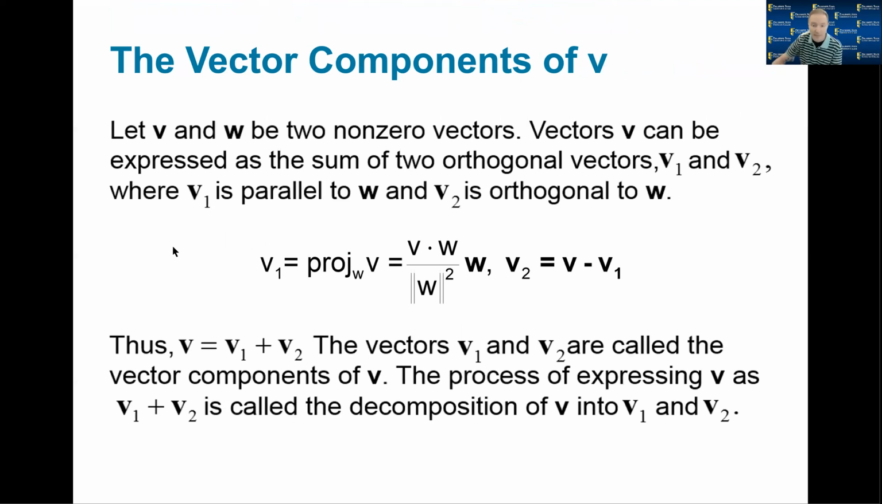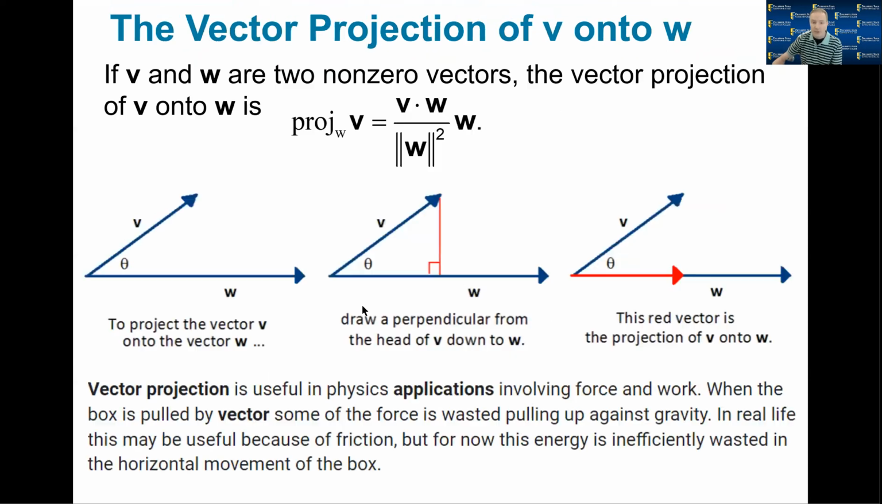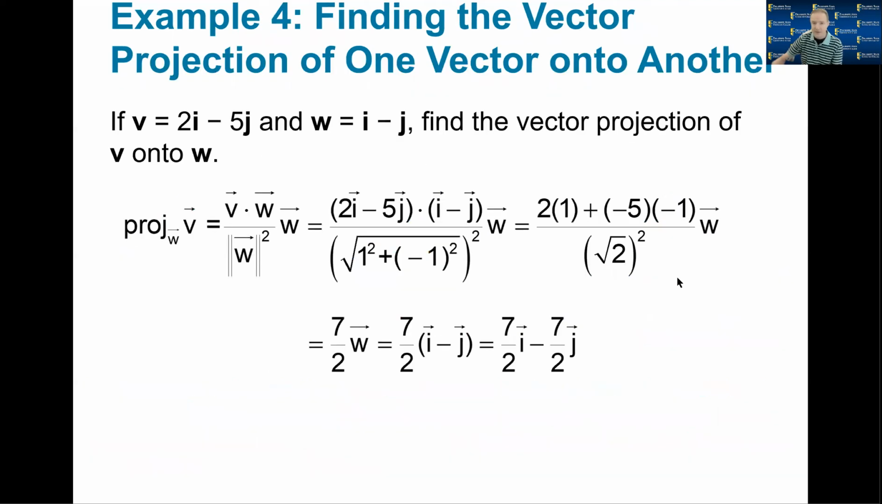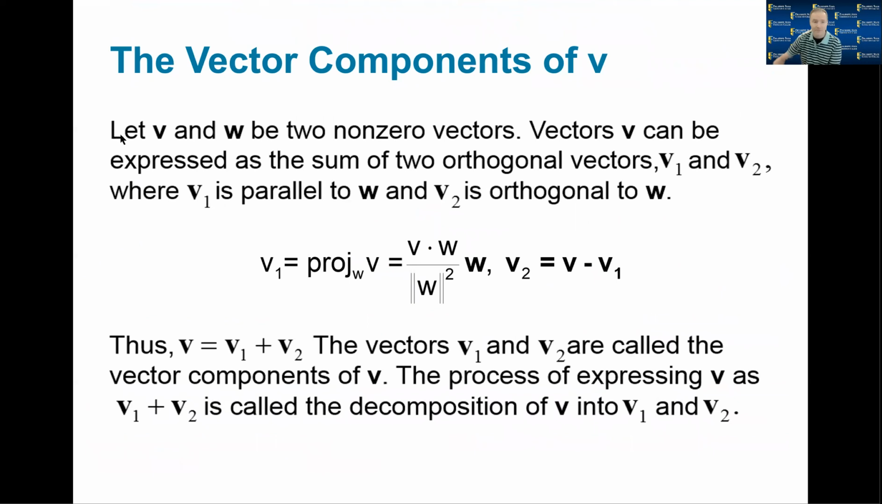Now, when we talk about these vector components, whenever we're doing these projections, if we subtract the vector projection from the original vector V, what you're going to be left with is just the perpendicular distance vector from V to W. So the vector that you're left with is going to be orthogonal to the vector that you're projecting on. That's what this next page is trying to say.